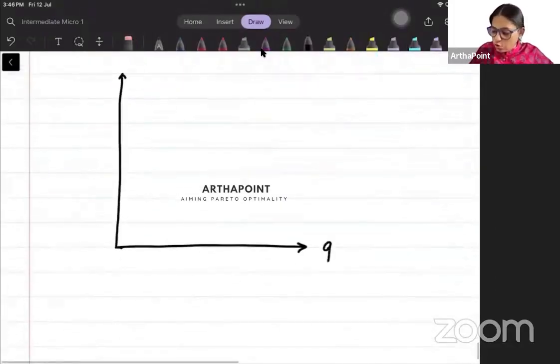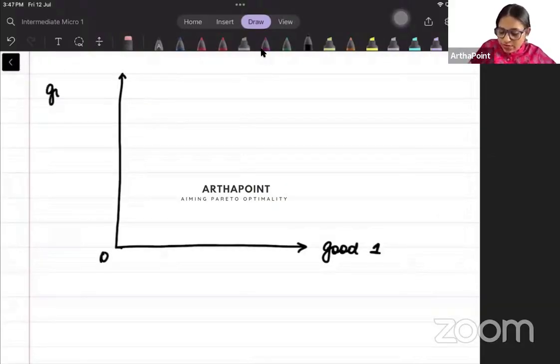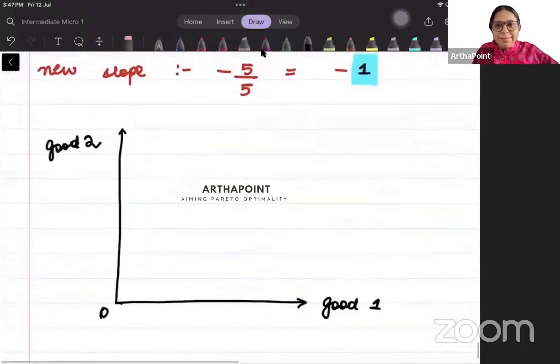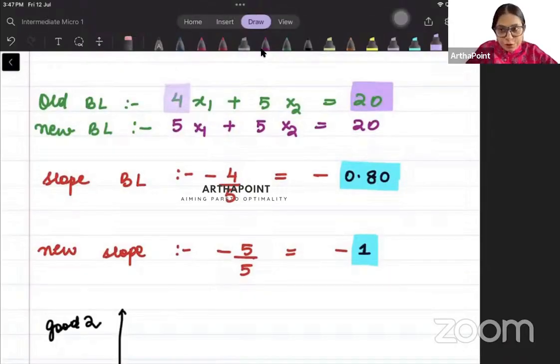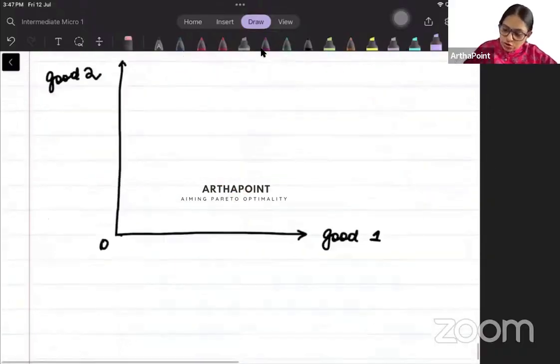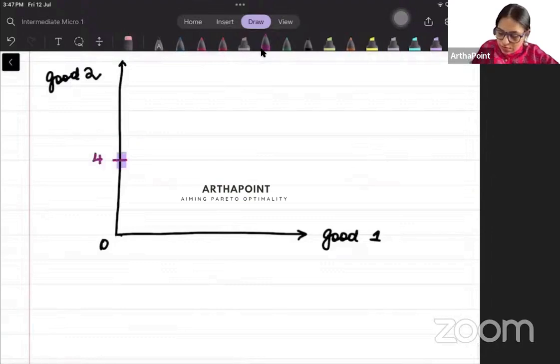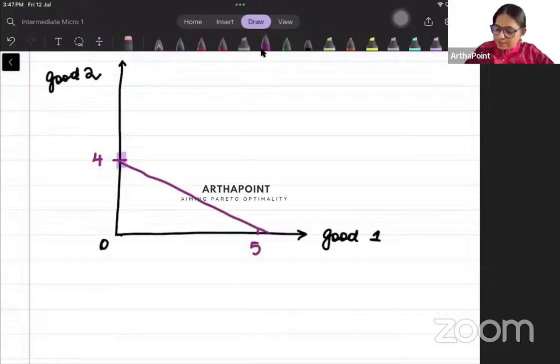So beta, I'm taking good 1 here. Good 2 here. What is your intercept term? M by P1, M by P2. So earlier my income is 20. 20 divided by 4 will be 5. 20 divided by 5 will be 4. So here I have 4, 5. This is my old budget line.